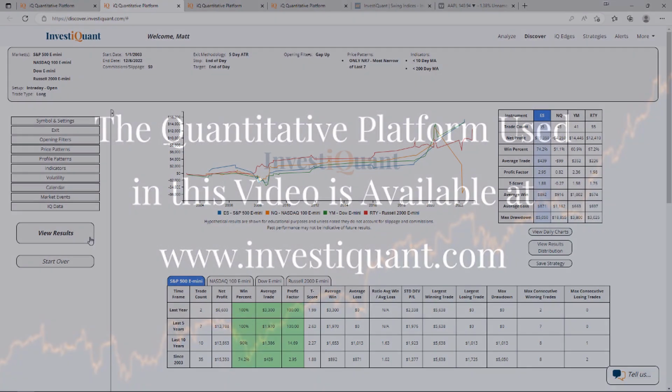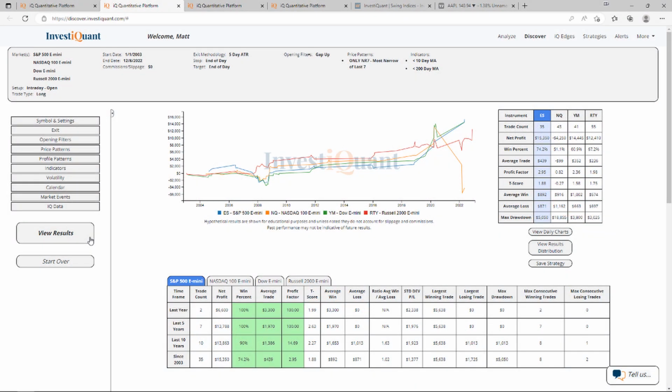These are the results based upon entering the market long at 9:30 a.m. Eastern Time, exiting at 4:15 p.m. Eastern Time, when the prior session had the most narrow range of the past 7 trading sessions and closed below a 10 and 200-day simple moving average. The next day, it is opening above the prior closing price. Historically, there are 35 samples in the S&P. We've got 43 in the NASDAQ, 41 in the Dow, 55 in the Russell.